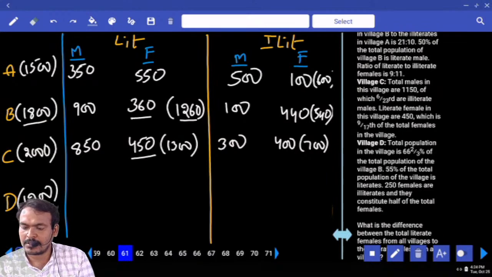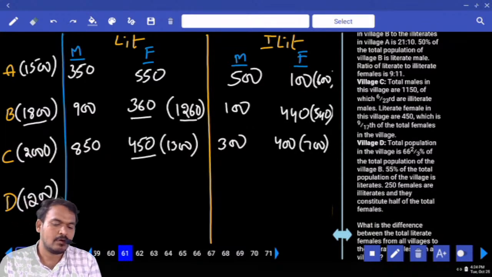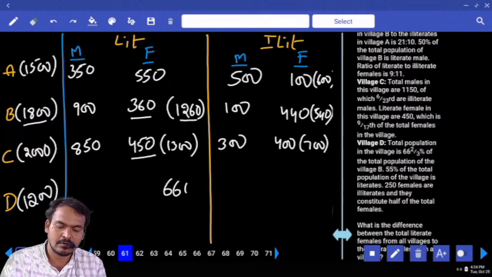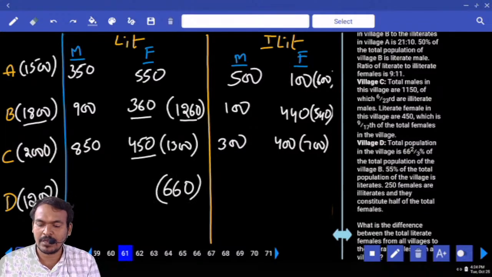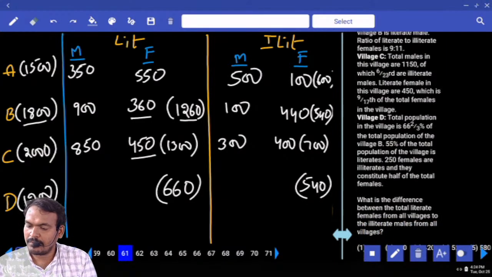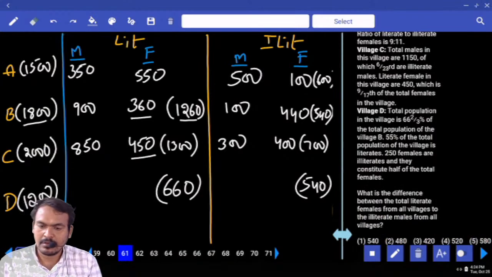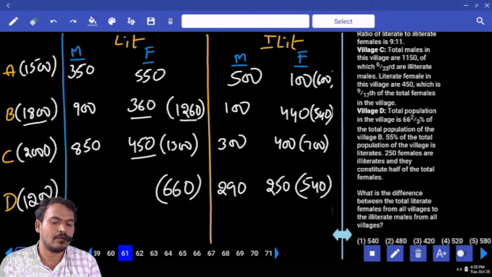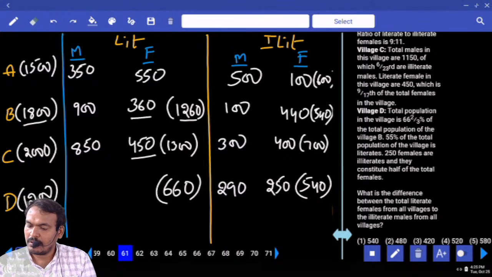55% of the total population of the village is literates. What is the 55% of 1200? 660 or not? 660 literate means remaining 540 are illiterate or not? Next. And one more, 250 females are illiterates. 250 females are illiterate means remaining 290 are male illiterate value or not? Yes or no?